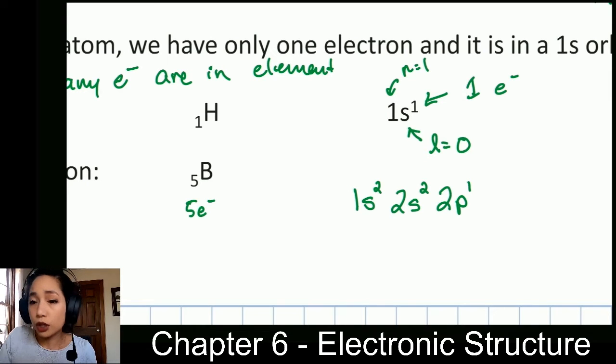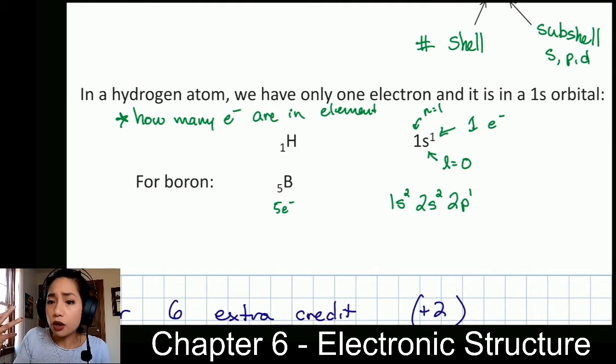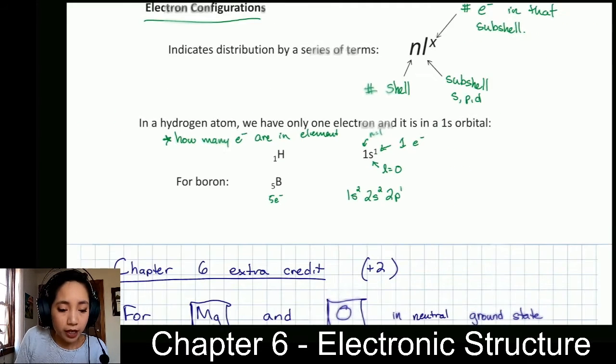You can use the periodic table to help you here, to figure out whether you are filling an s or a p orbital. And then you just have to know how many electrons go in each of those subshells. So electron configurations are the first way we can represent electrons in multi-electron atoms.